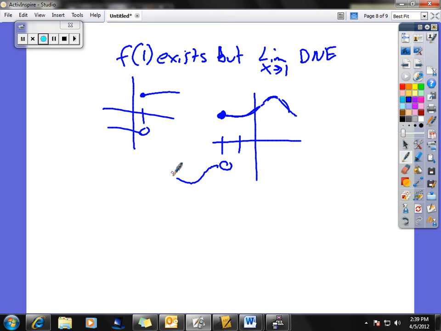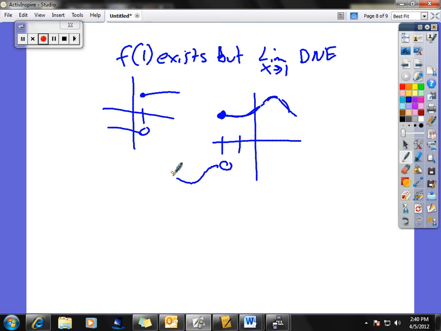If it's an endpoint, then the limit actually would exist, so make sure you continue it somewhere else. Okay, so something like that. Those will be bonus questions.